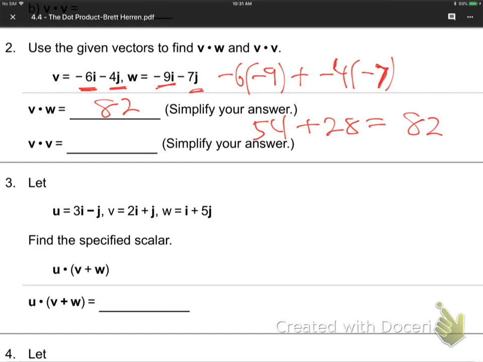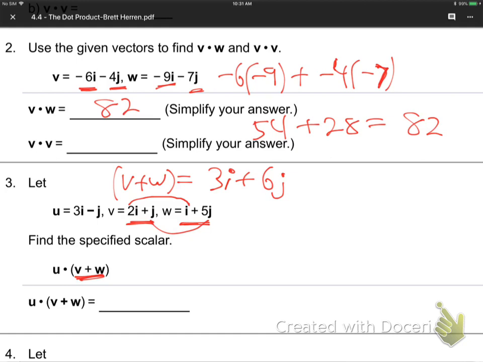Here we're doing the dot product between u and two vectors added. So first, add v and w, right? Do the parentheses first, like always. Add vector v and w. So let's find out what vector v plus vector w is. It's 2i and i, 3i, j and 5j, 6j. Good so far. I just added vectors v and w.